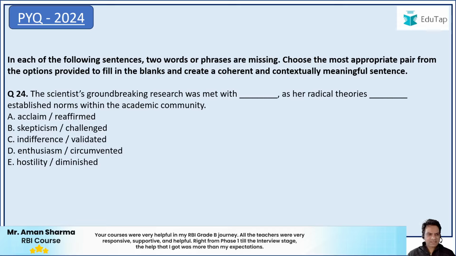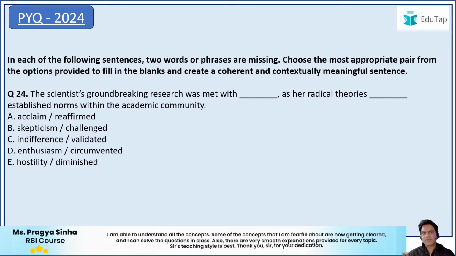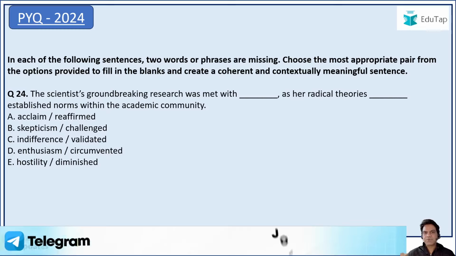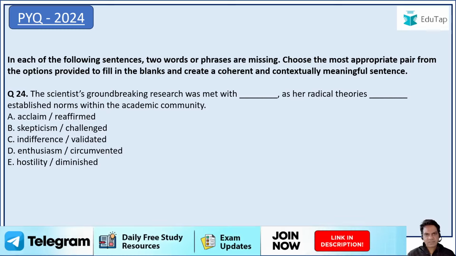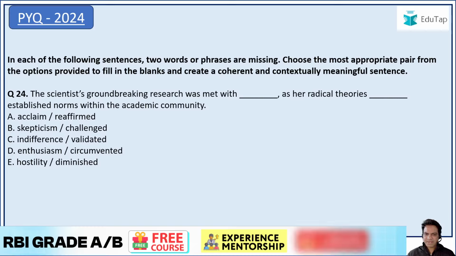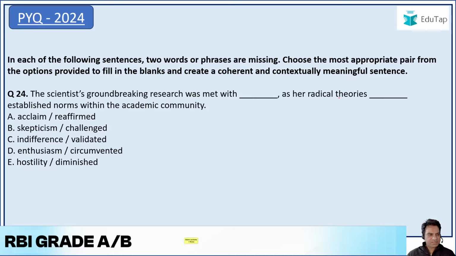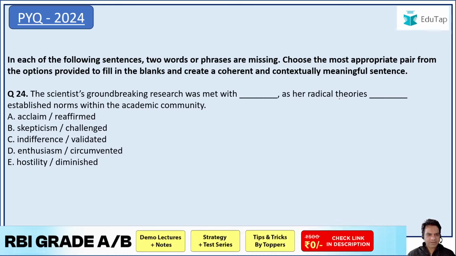The scientists' groundbreaking research. Groundbreaking research. So guys, always look at the tone of the sentence to decide your options, right? That will help you to critically eliminate the options and then find your answer. So the scientists' groundbreaking research was met with dash as her radical theories dash established norms within the academic community.